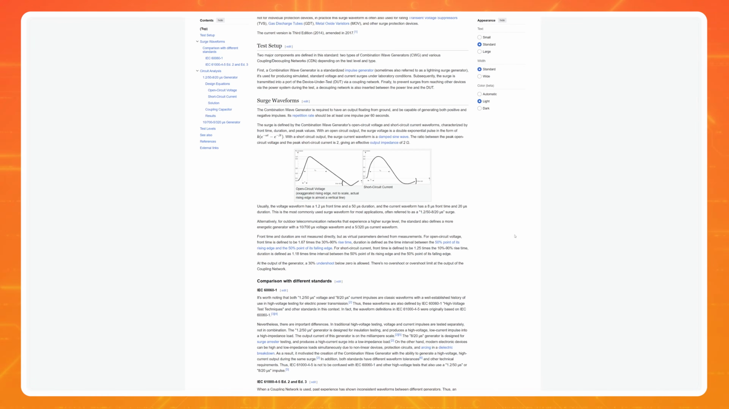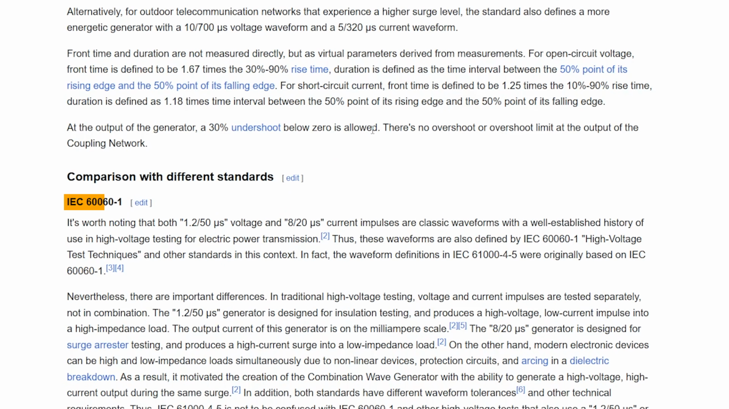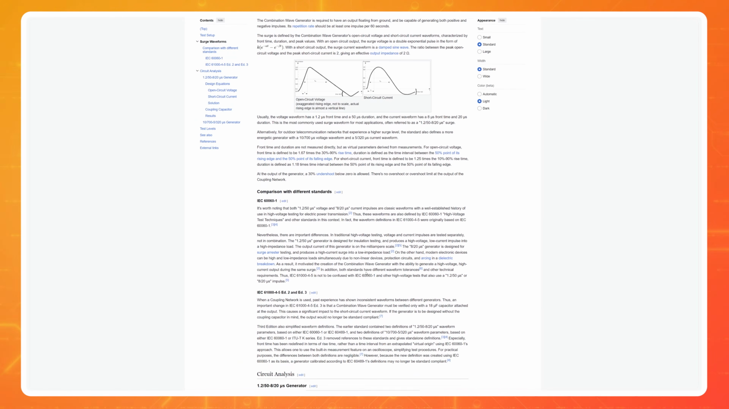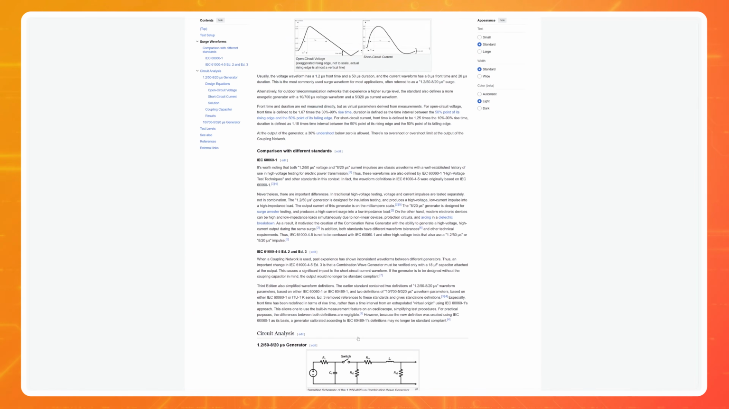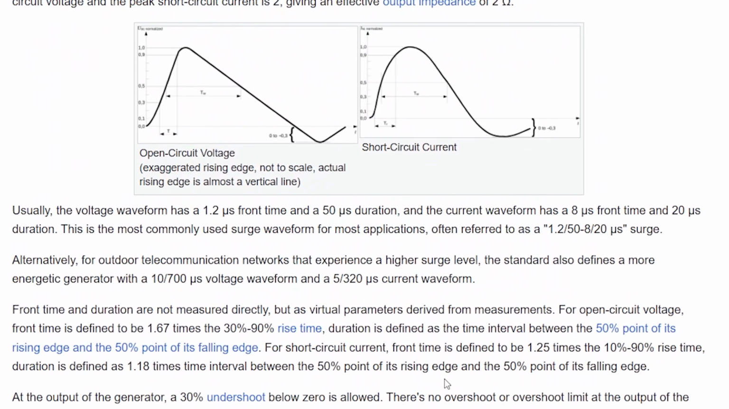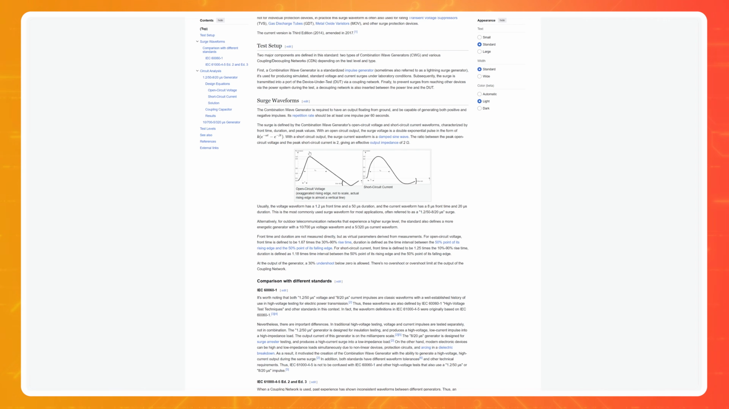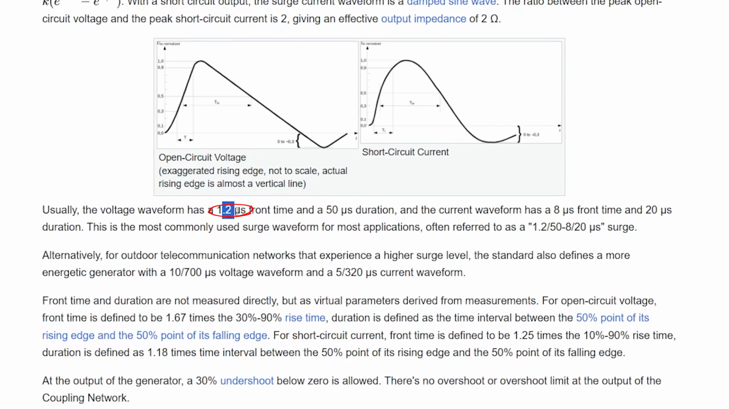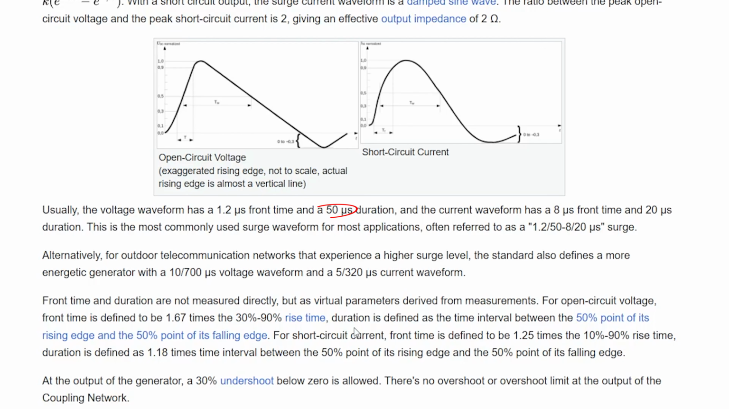The surge circuit that I'm going to be using is the standard IEC 61000-4-5 that is specified in the standard. And there's a handful of different ways in which you can generate it, but ultimately the one I'm going to be using is the 1.2/50, 8/20. And what that means is the front time, the time from start to the peak voltage, if it is open, will be 1.2 microseconds, and then the time for it to decay will be 50 microseconds.